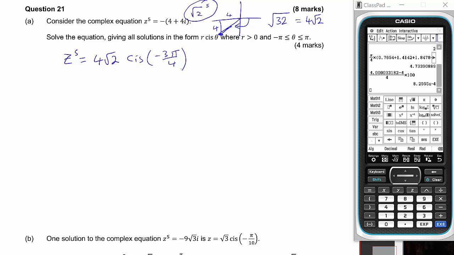And so if we just think about that as actually being plus 2n pi at this stage, so we can say our z's are all going to be root 2 cis -3 pi by 20 plus 2n pi by 5.